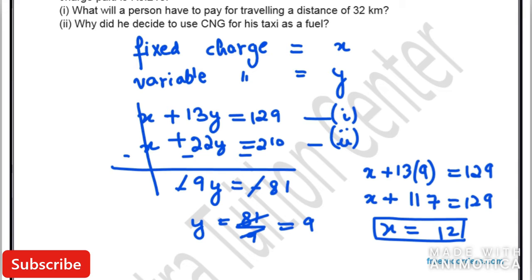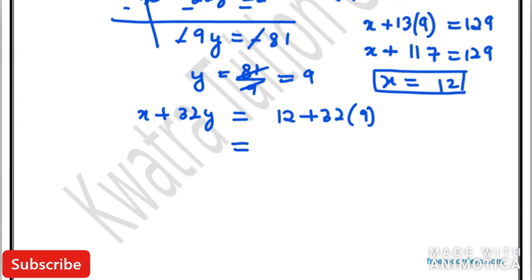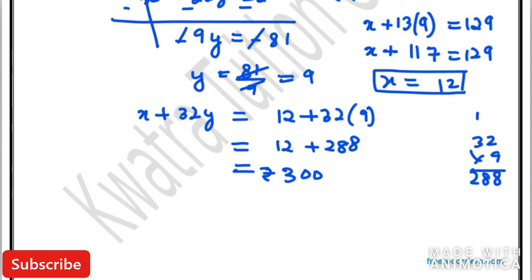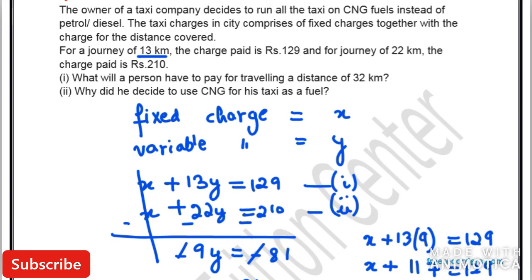Now we need to find what a person will have to pay for traveling a distance of 32 kilometers. For 32 kilometers, the equation will be x plus 32 times y. So x in this case is 12, and y is 9. So 32 times 9 plus 12. 32 times 9 is 288. So 12 plus 288 gives us 300. Therefore the charge for 32 kilometers will be 300.